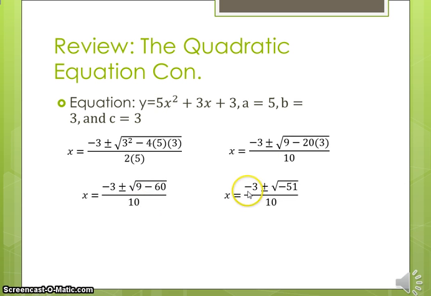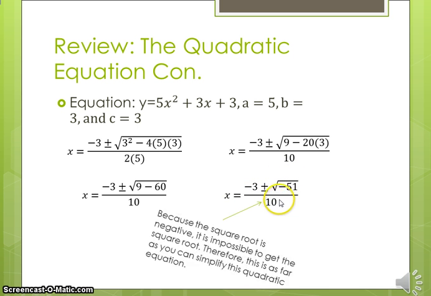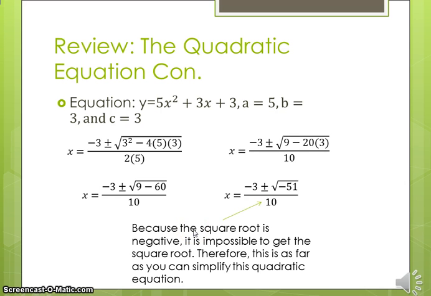So eventually you get to negative 3 plus or minus the square root of negative 51 over 10. Because negative 51 is negative, it is impossible to get a square root. Therefore, this is as far as you can simplify this quadratic equation. There is no answer.